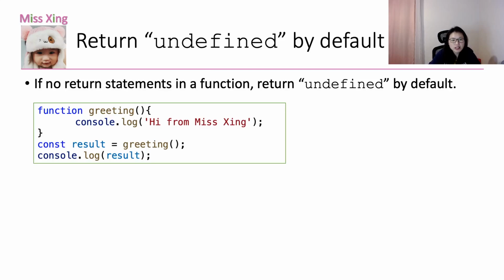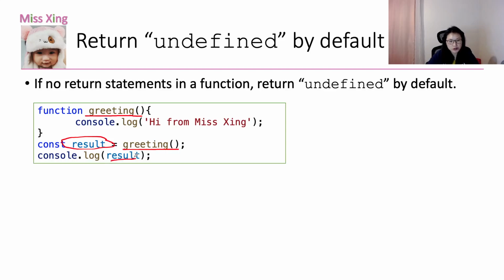So here in the example, we have a greeting function, and in the greeting, we don't have any return statement. So when we call the greeting method, as we know, it's going to execute the console log. We will see hi from Miss Xing in the console. What's the result? In JavaScript, by default, it's going to become undefined.